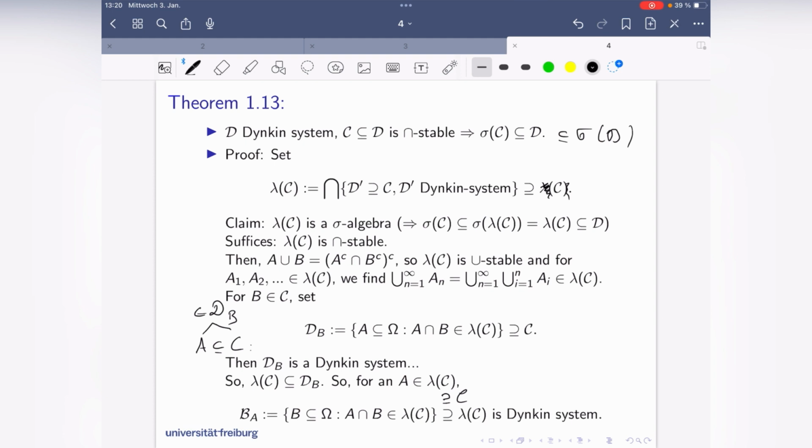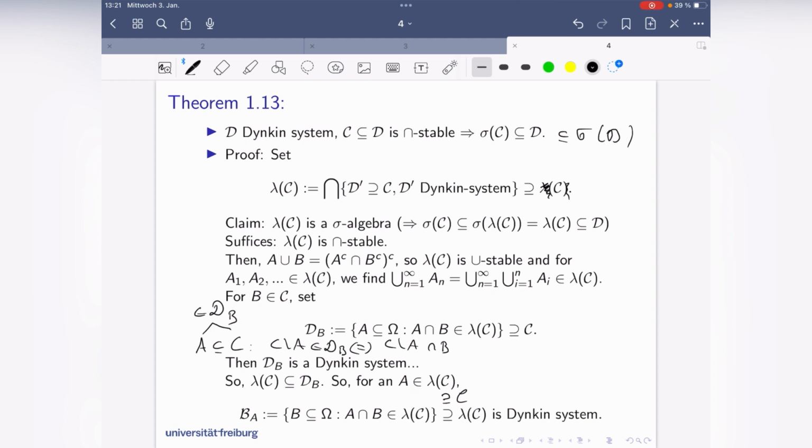And then let's look at the intersection and the set difference. So C without A. So when is C without A in dB? C without A is in dB if and only if C without A intersect with B is in lambda of C. So that's C without A.